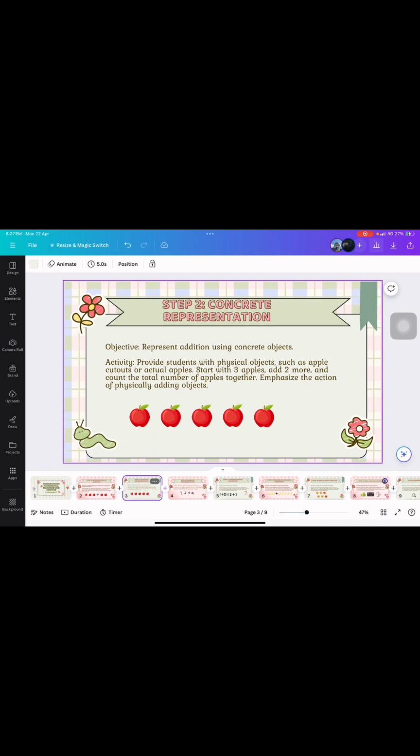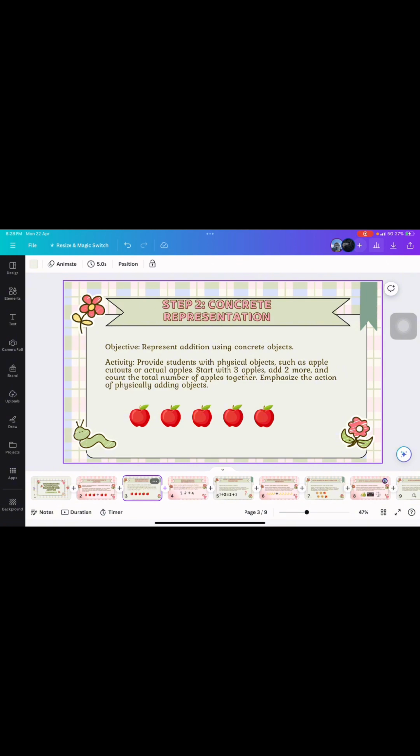Then we grab 2 more apples, count out or hand out 2 more apples to the students. We start with 3 apples and now we are adding 2 more. Let's count them together again. 1, 2, 3, 4, and 5. We place the additional 2 apples next to the original 3, emphasizing the action of physically adding objects together. What do we have now? That's right, we have a total of 5 apples. By physically adding these apples together, we can see that 3 plus 2 equals 5.